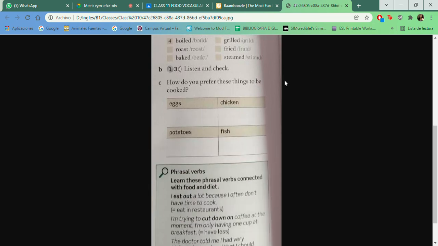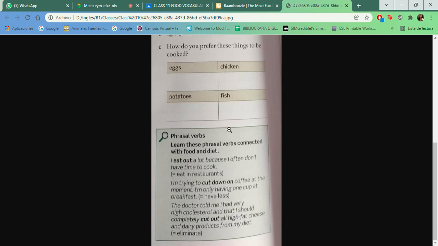Excellent. Good. So look at these phrasal verbs. You have: I eat out a lot because I often don't have time to cook. Eat out will be eating out in restaurants. Do you often eat out?